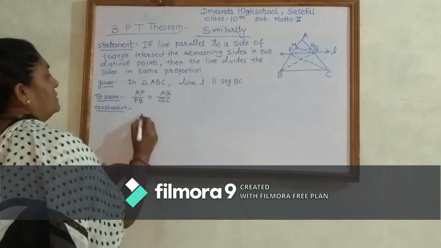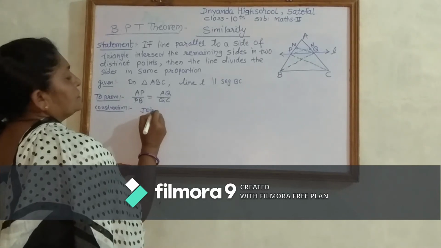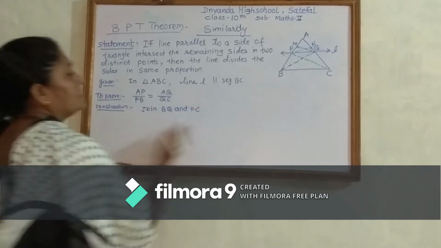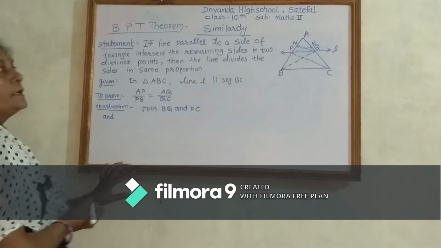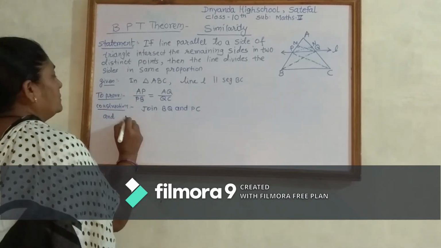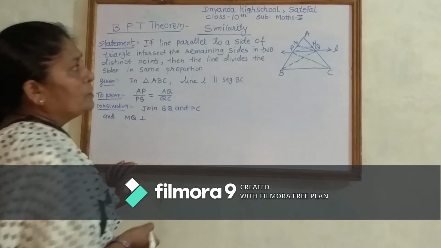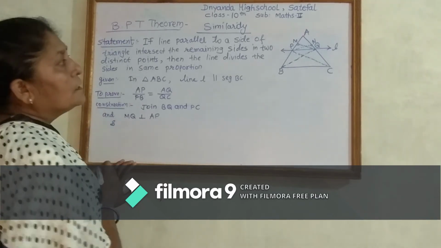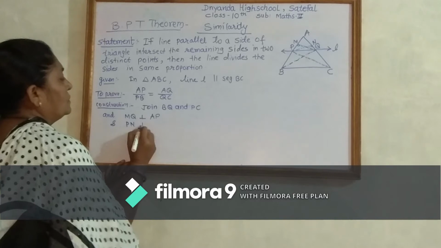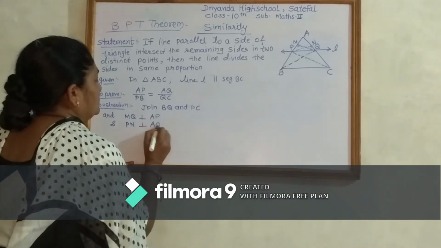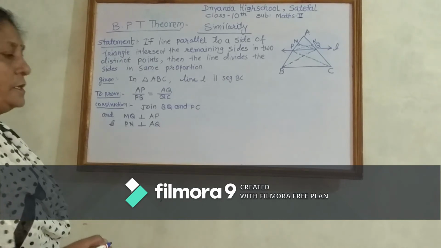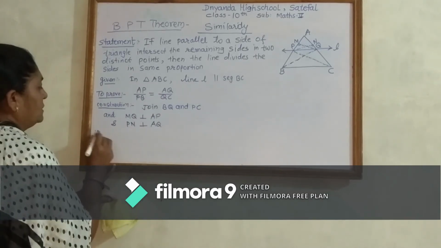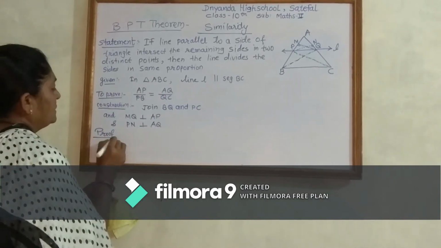Write down the construction here. Join BQ and PC, draw MQ perpendicular to AP and PN perpendicular to AQ. Now we have to prove this BPT theorem.